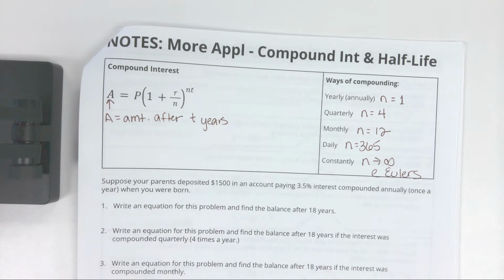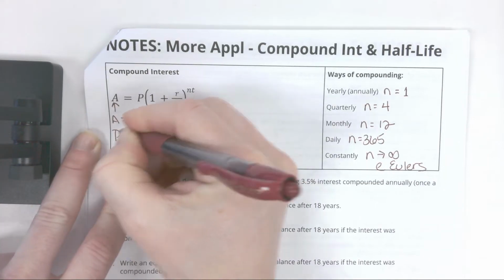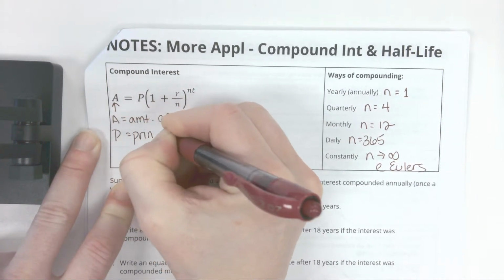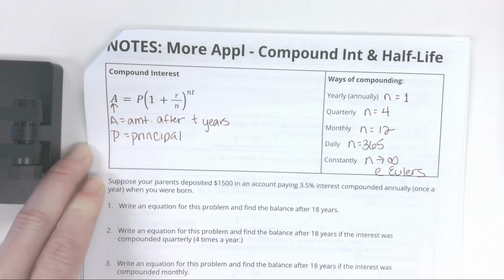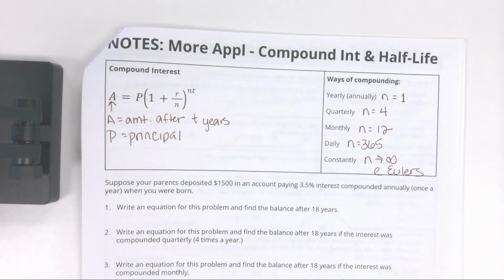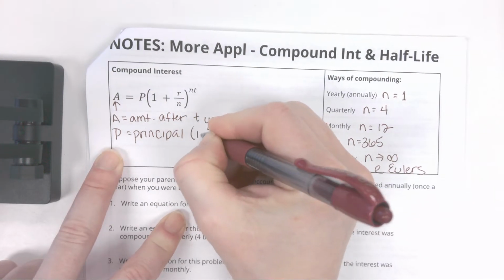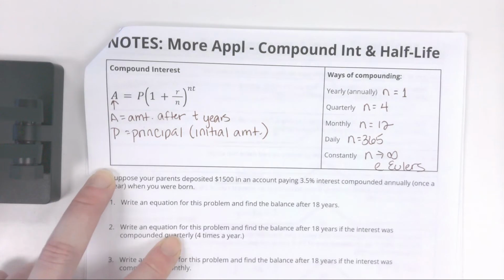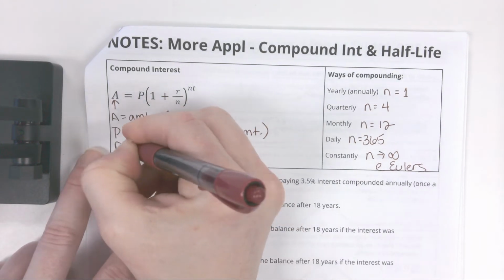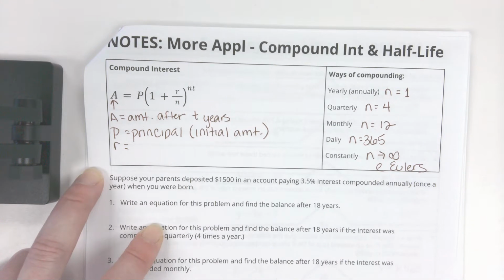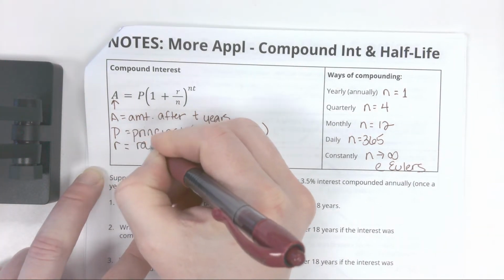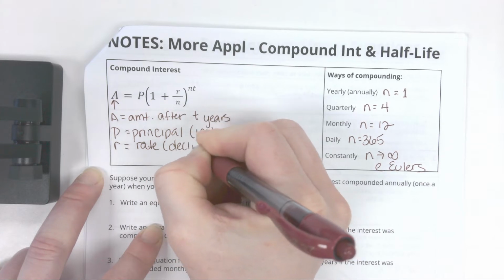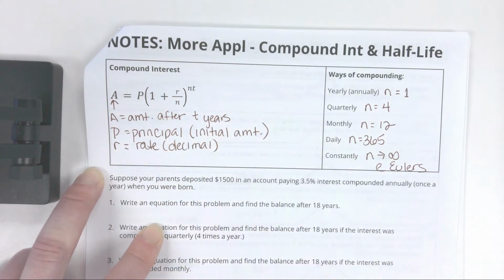P is called the principal, and principal is not like a Mr. Holden principle. There's this word called principal. Principal is the beginning amount of a loan, or the initial amount. What do you think R stands for? Your rate, your interest rate. Make sure you write it as a decimal just like before. And we're going to pick N.